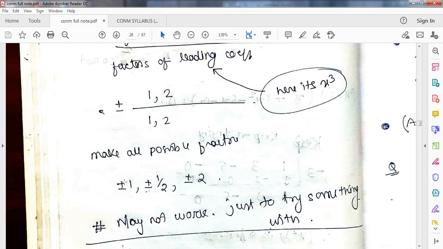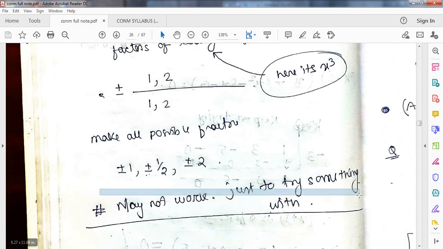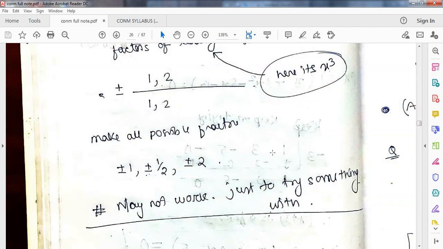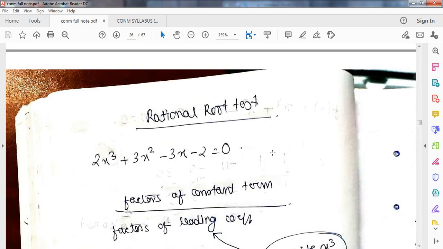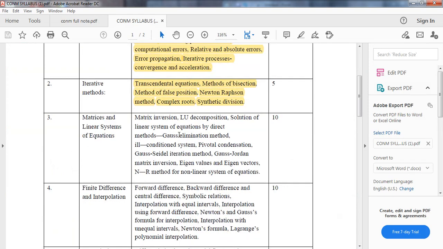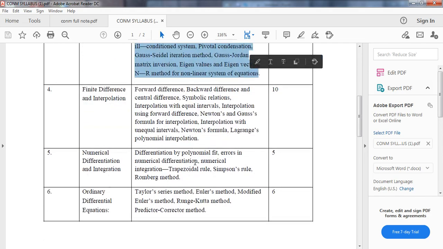Instead of starting with 0, 2, 3, 4 as random numbers, you can start with 1, minus 1. You can start with plus half, minus half. You can start with plus 2, minus 2. It may work, it may not work. There is no guarantee about it, but since you're using a trial and error method, why not try it? So this is your iteration method. In the next class we will start with the matrix inversion methods. Thank you.